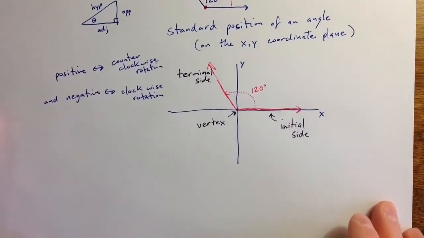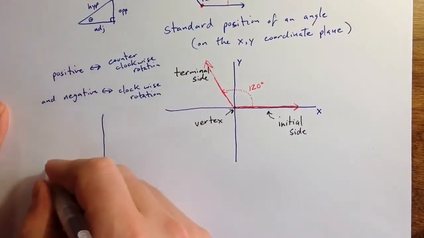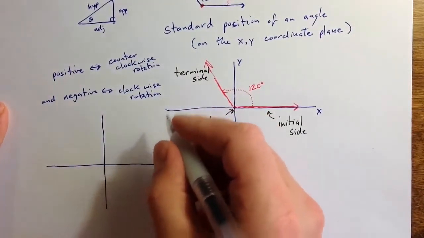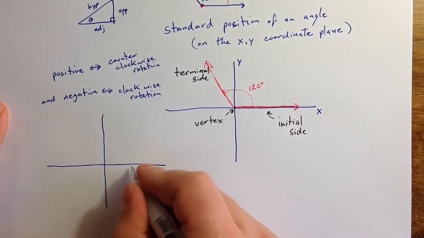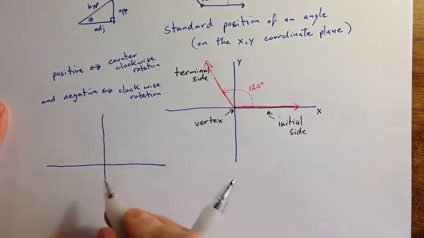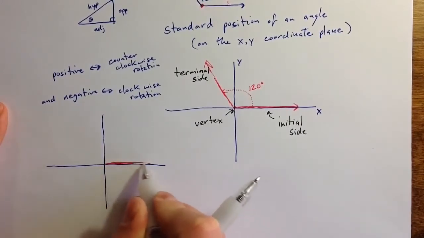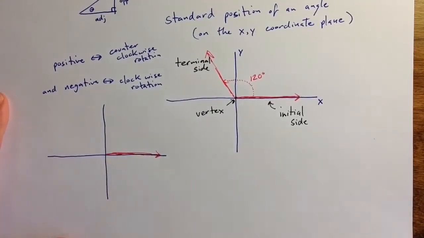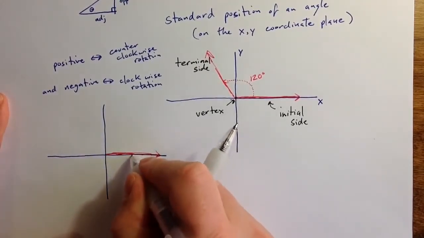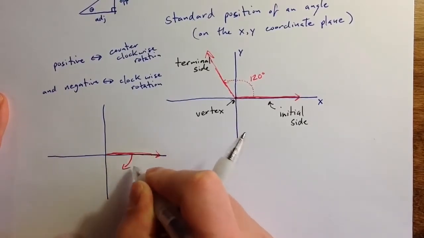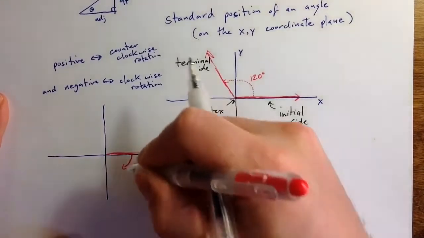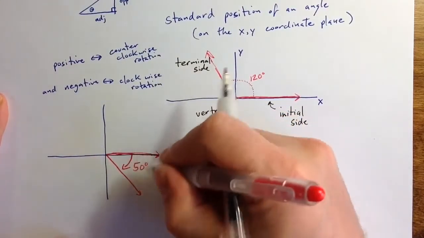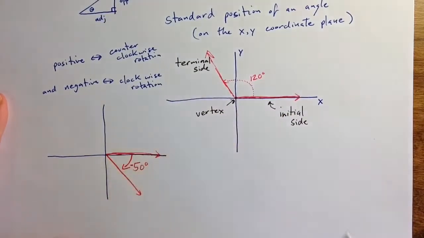So let's look at an example of those two. Let's say we have an angle of 50 degrees, and well, let's say it's a negative angle of 50 degrees. So I'm going to start with the initial side in the same place. The initial side is always on the positive x-axis. One side of the angle is always on the positive x-axis. And then if I rotate in a negative direction, I'm going to go clockwise, and let's say we go clockwise 50 degrees. So it's a little bit more than halfway to the y-axis, and this is a negative 50 degrees.